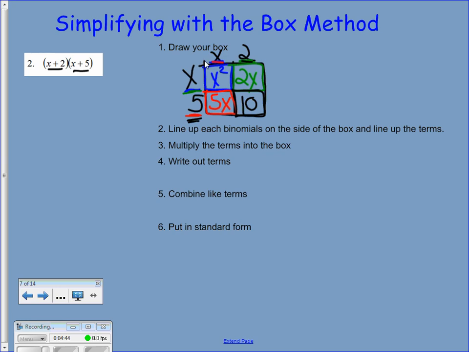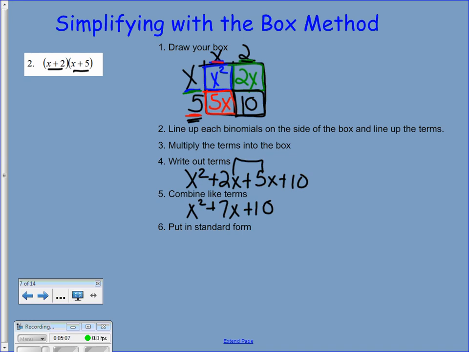Step 4 says to write out the terms from the box. So I have x squared plus 2x plus 5x plus 10. Step number 5 says to combine like terms. So I'm going to do that. I get x squared plus 7x plus 10. I can only add the x's together.